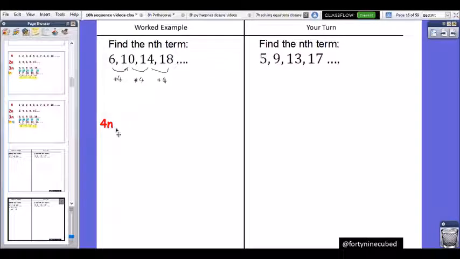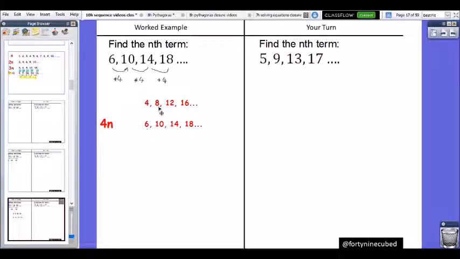So it's something to do with 4n, but it's not quite the 4 times tables, because the 4 times tables would be 4, 8, 12, 16. I just need to ask myself, how does this sequence going up in 4s compare with the actual 4 times tables? The actual 4 times tables starts with a 4, but mine starts with a 6. The second term would be 8, but my second term is 10. Each term in my sequence is just 2 more than the 4 times tables, so I have 4n plus 2.